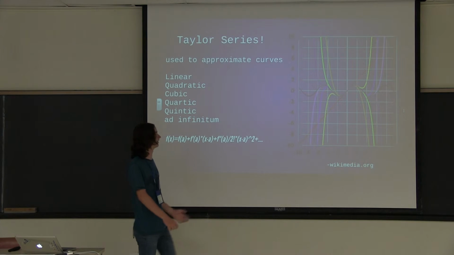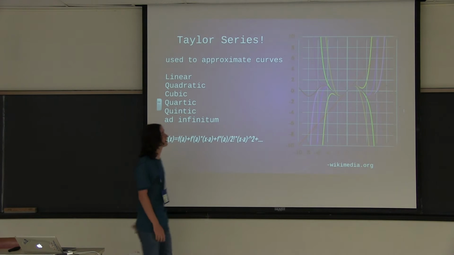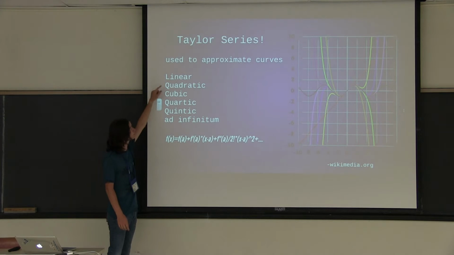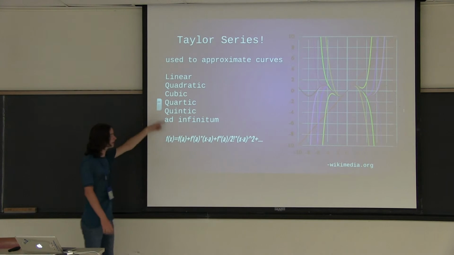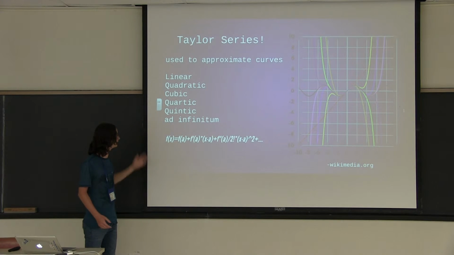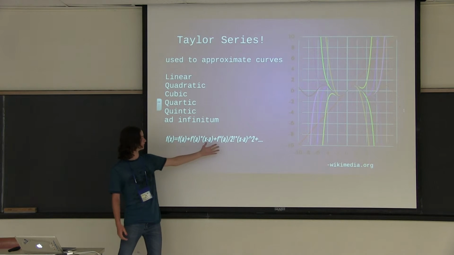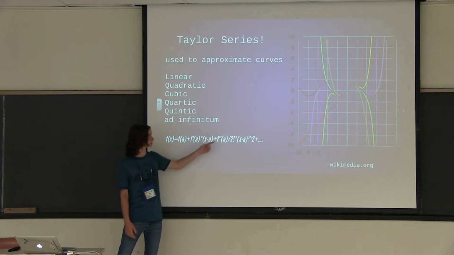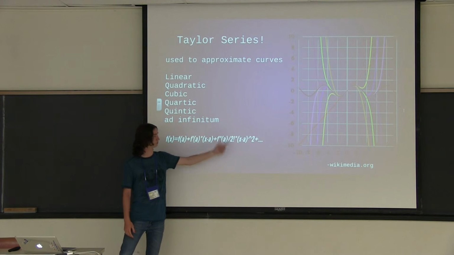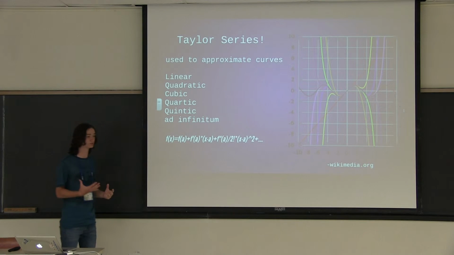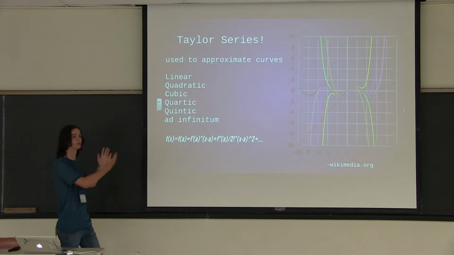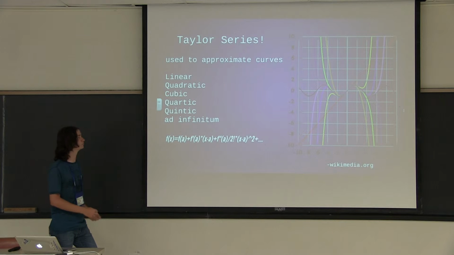We all know what they are. You have some kind of curve, and you approximate it using linear, and then quadratic, cubic, quartic, quintic, ad infinitum, which is etc., but fancier. This is the equation, right? You have your f prime of x, f double prime over 2 factorial, something like that. So basically, the closer you are to your origin, the fewer terms you have to use. But if you use a lot of terms, you can go very far.